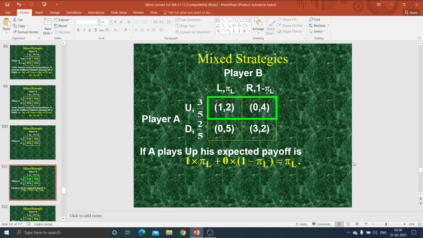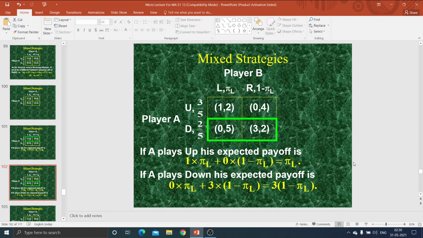If A plays up, his expected payoff is 1 times pi L plus 0 times (1 minus pi L), which is equal to pi L. If A plays down, his expected payoff is 0 times pi L plus 3 times (1 minus pi L), which is equal to 3 times (1 minus pi L).